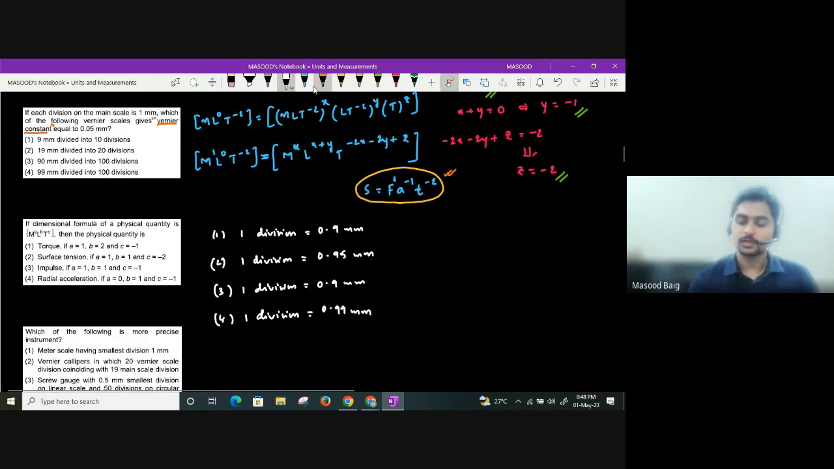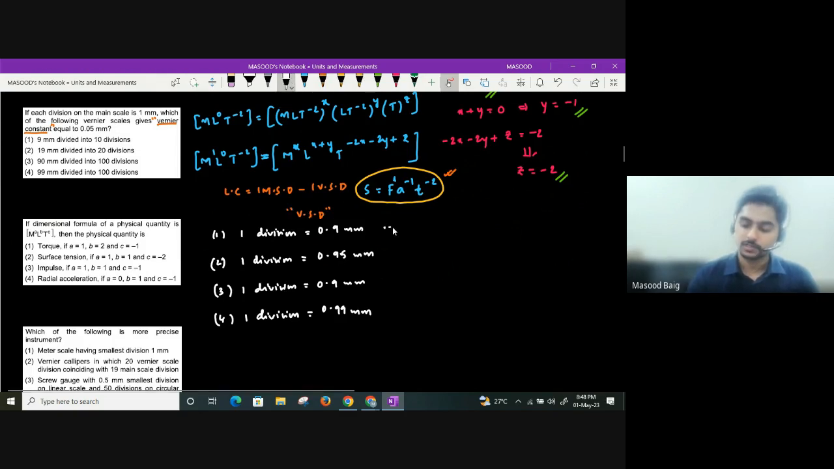So what are these values? These are all vernier scale divisions. Whether it is a normal caliper or abnormal caliper, what is the least count value given to us? These all values are your vernier scale divisions. So vernier constant is nothing but least count here. What is the formula for least count? Least count will always be 1 main scale division minus 1 vernier scale division. And all these are the values of vernier scale divisions, guys.